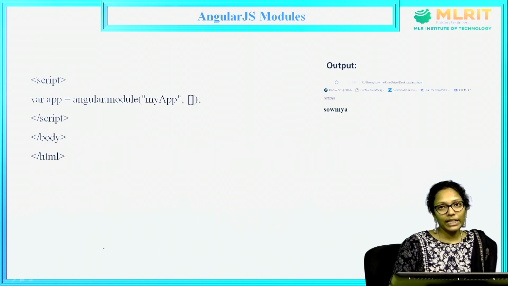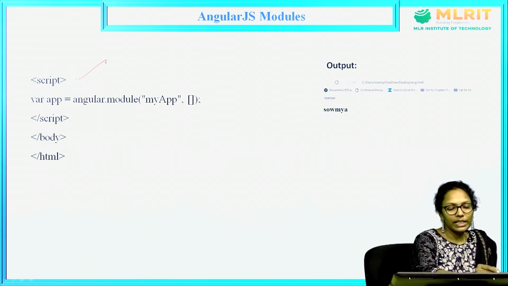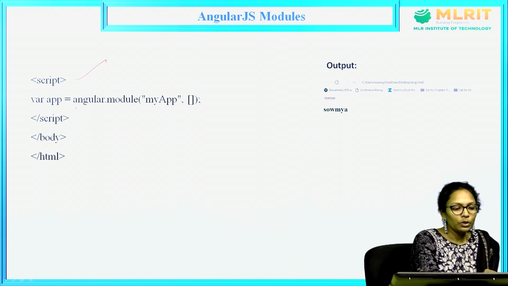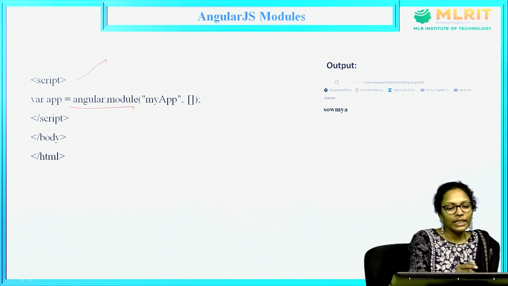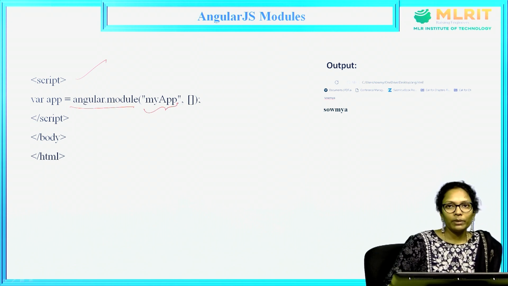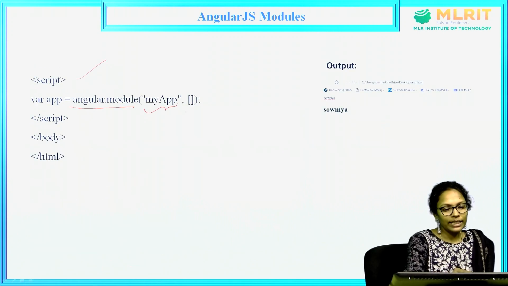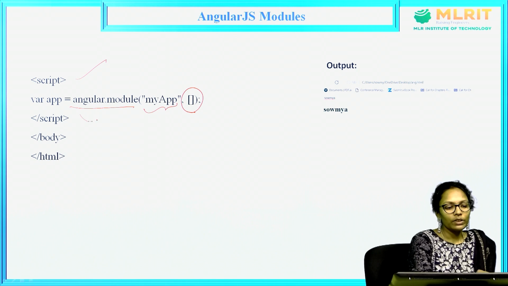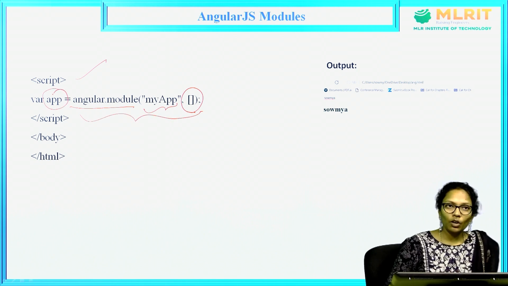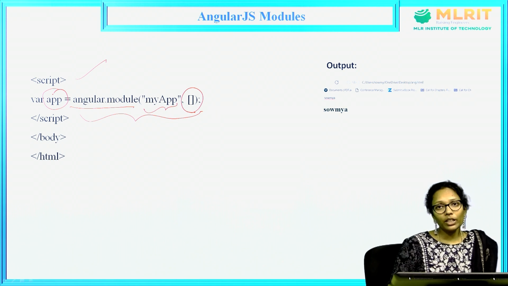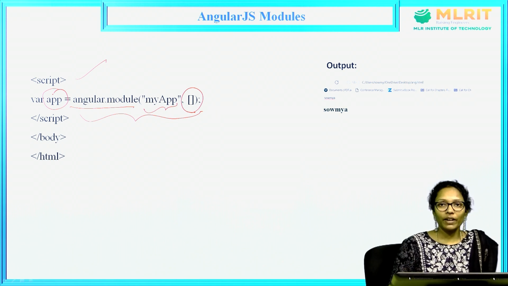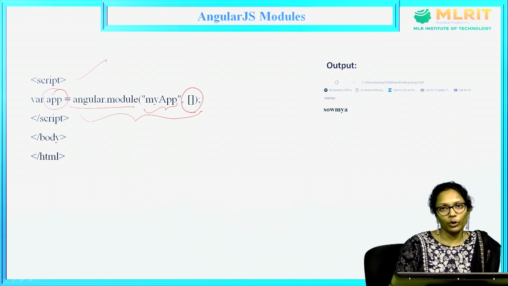Now I'm creating a module here. Within the script you can create the module. How to create the module? Using angular.module. You need to give the module name, which is the same as your ng-app name, and the second parameter is an empty array. Whatever this module returns, I'm storing in a variable called app. Here you're simply declaring the module, but you're not telling the working procedure of that module. That's why there is no use of this module.